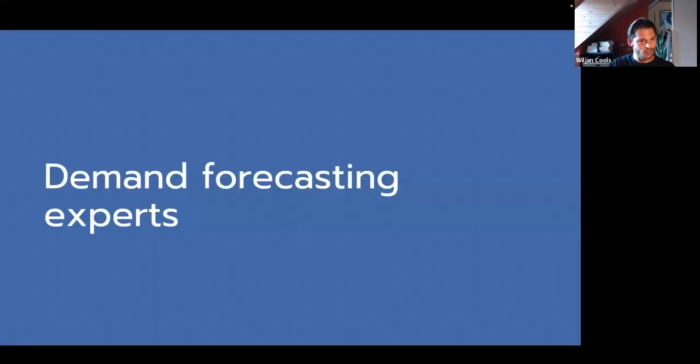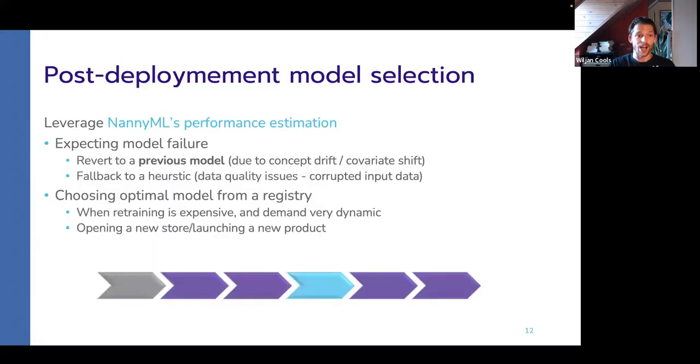production. Then we talked to a few demand forecasting experts over the past few weeks that are actually also using our library. And it's very curious to see how they actually leverage performance estimation in production. And some of them do something which is called post-deployment model selection.